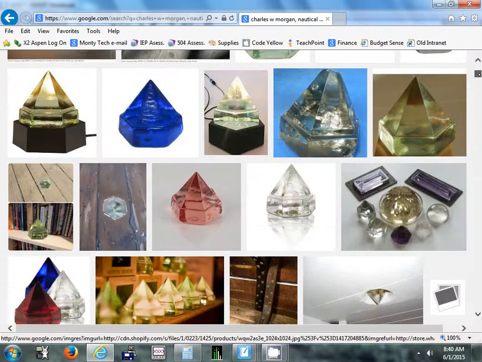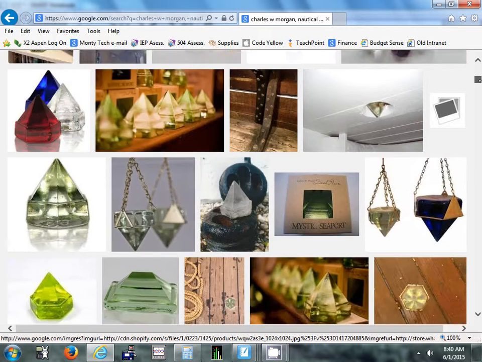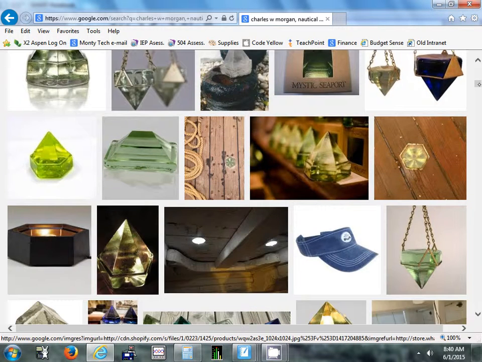Let's see if they got any other pictures. Yeah, they look pretty much the same. It almost looks like you have a little light right in the ceiling.